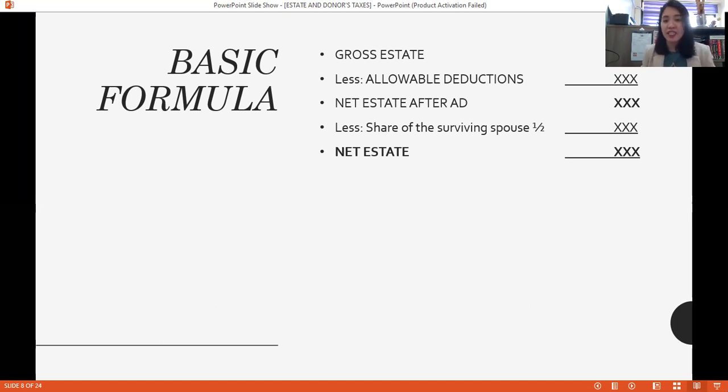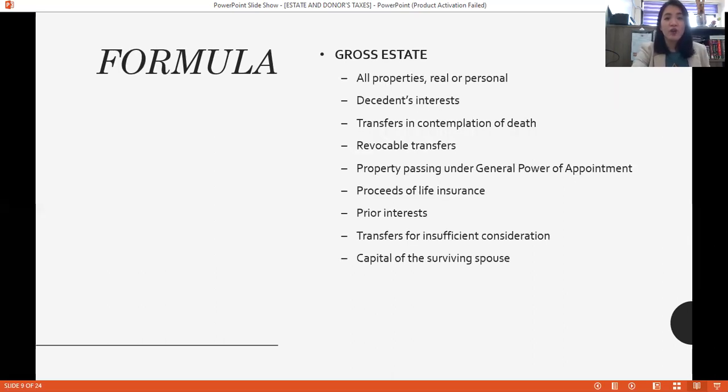Kaya ililess natin yan from the gross estate. Kasi yung isa-subject lang natin sa tax is yung half. Yung half lang ng conjugal or community property. So after natin ma-deduct yung share ng surviving spouse, makukuha natin yung net estate. Now, ano yung inclusion sa gross estate?